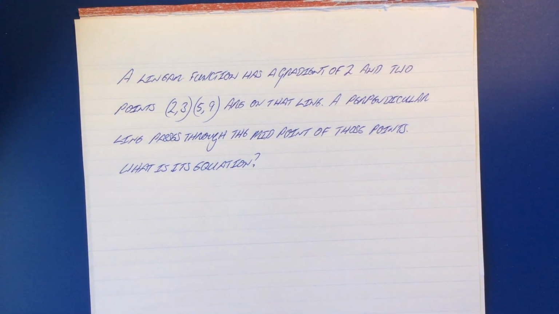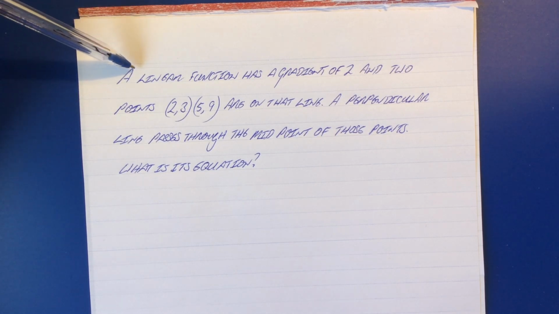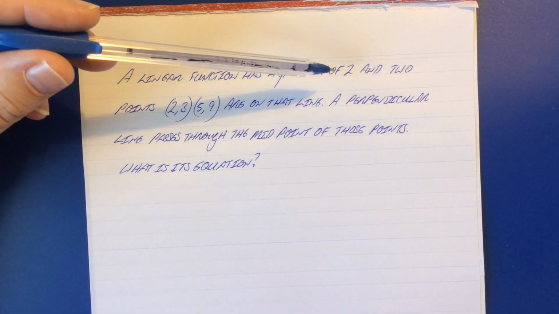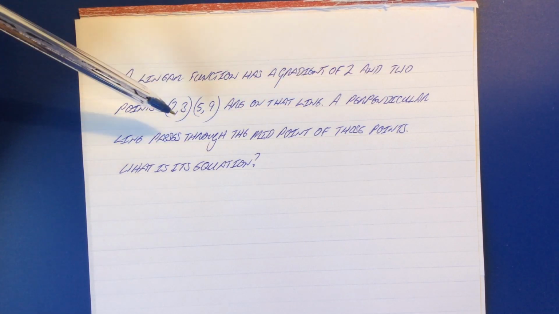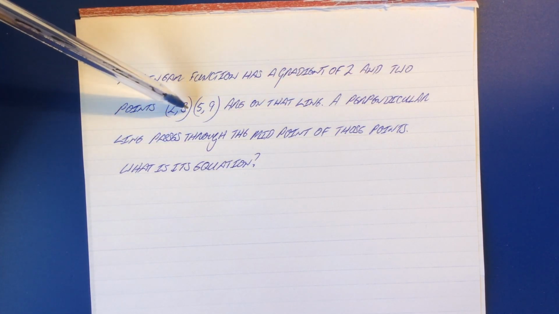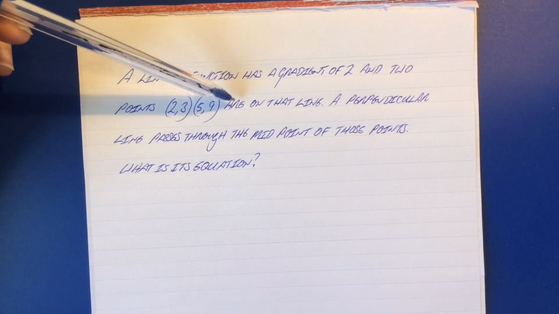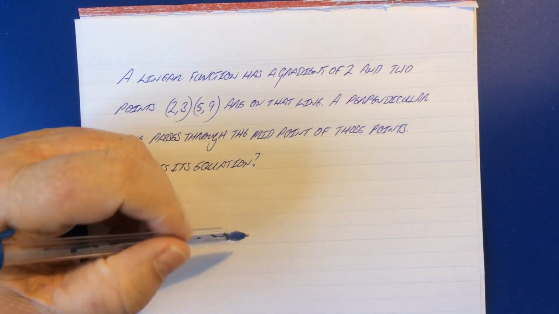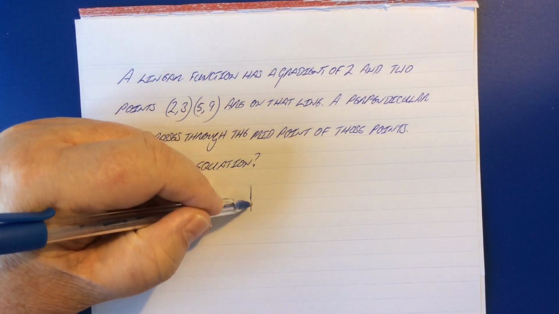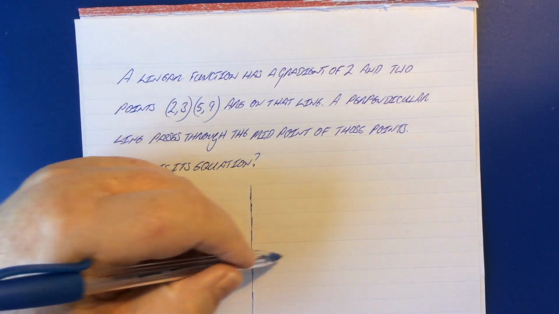Hi, I'm an old guy and I do maths, and there are clues everywhere here, but how do we make sense of them? A linear function has a gradient of 2, and 2 points, (2, 3) and (5, 9), are on that line. Okay, so let's start with that.